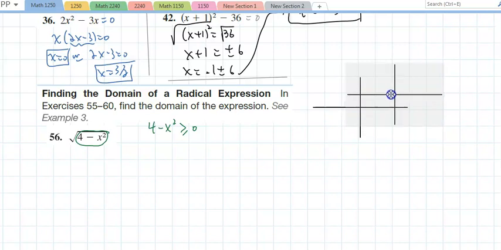With an even index radical, anytime I want to deal with domain, I take the quantity underneath the radical, called the radicand, and I set that to be bigger than or equal to 0. The easiest way out is a graph. A rough sketch. Isn't this an upside down parabola shifted up 4 units? It crosses at negative 2 and 2.